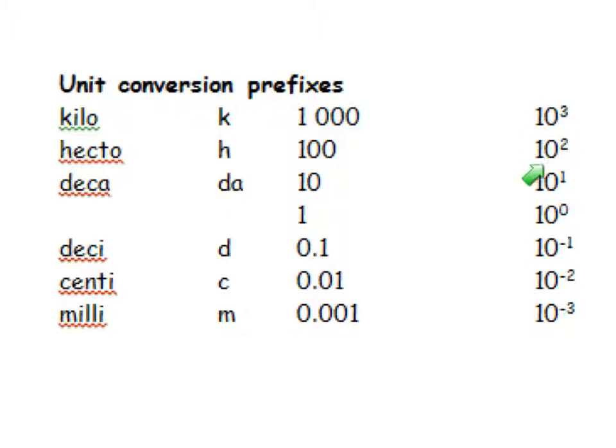We can express those using scientific notation. So 10 to the power of 3 is 1,000. 10 to the power of 2 is 10 times 10, 100. 10 to the power of 1 is just 10. 10 to the 0, anything to the power of 0 is 1. To the negative 1 means that it is divide by 10, divide by 100 to negative 2, and divide by 1,000 for 10 to the negative 3.